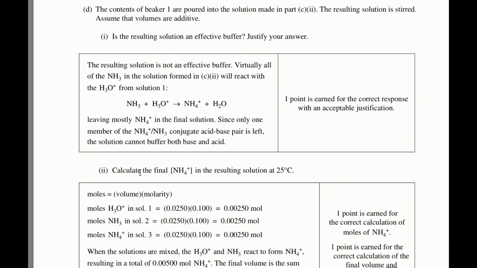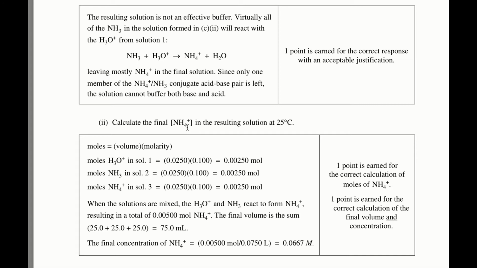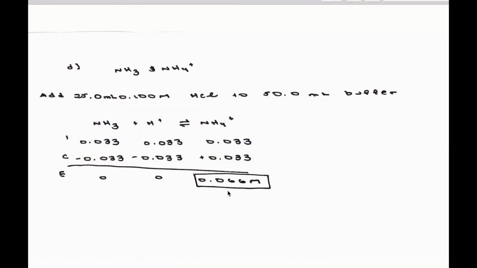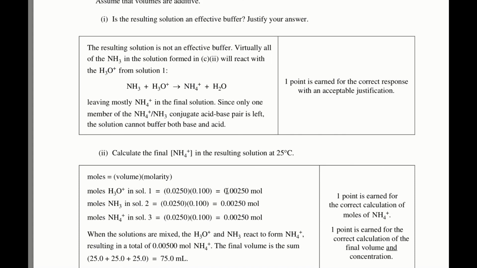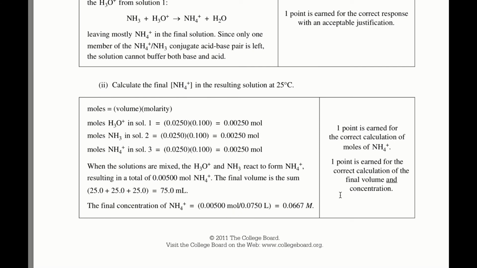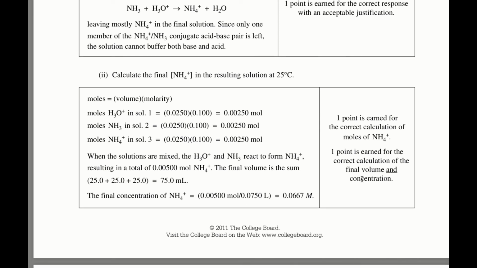And then if you look for DII, it says calculate the final concentration of NH4+. That's what I did here. I got 0.066. So I'm going to go back really quickly and look over what they put. So note here, you get 1 point for the correct response with an acceptable justification. So here, noting that you only have NH4+ left over would suffice. Here, showing your calculations, you get 1 point for the correct number of moles of NH4+, and then 1 for the correct concentration. So 1 point earned for the correct calculation of the final volume and concentration.